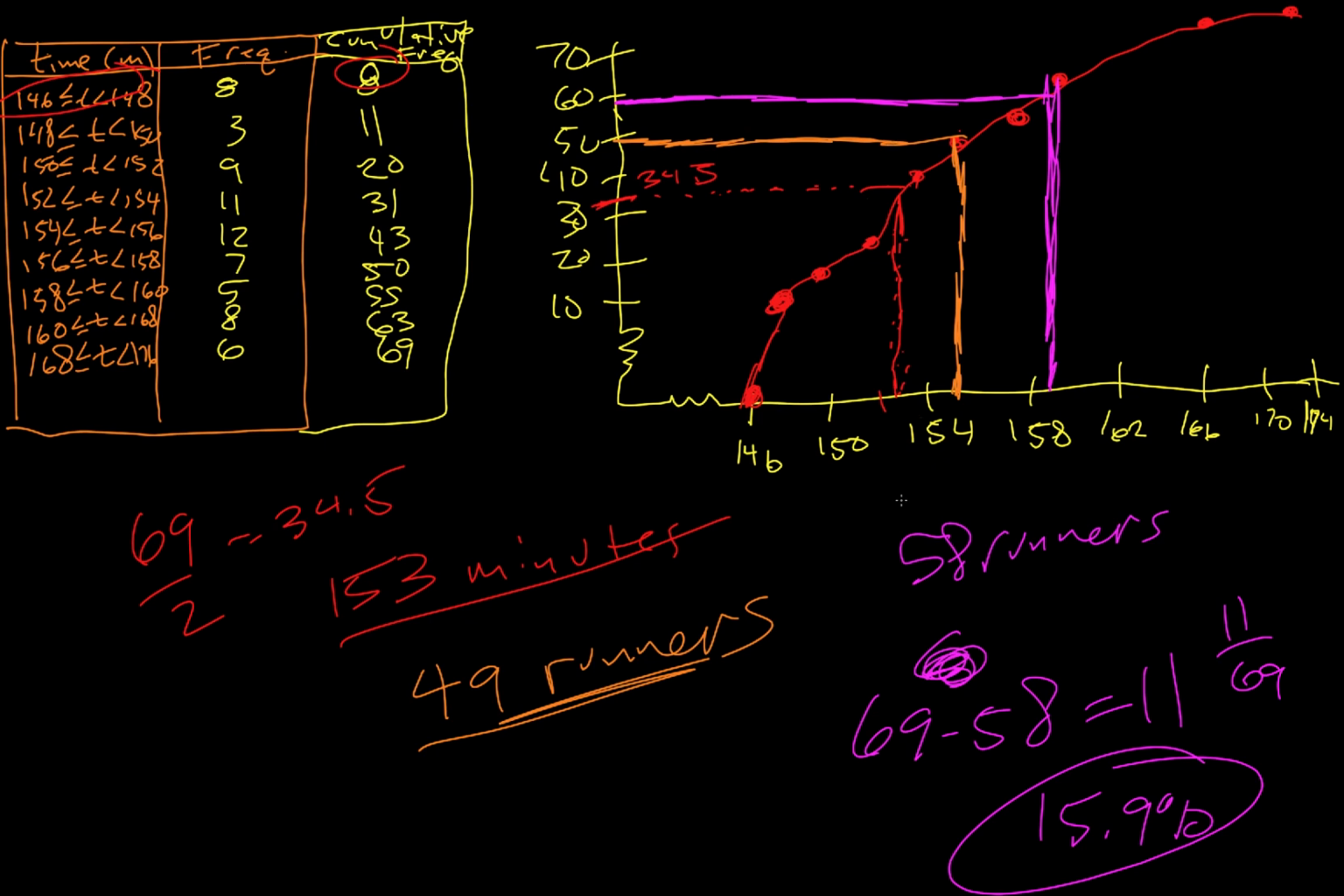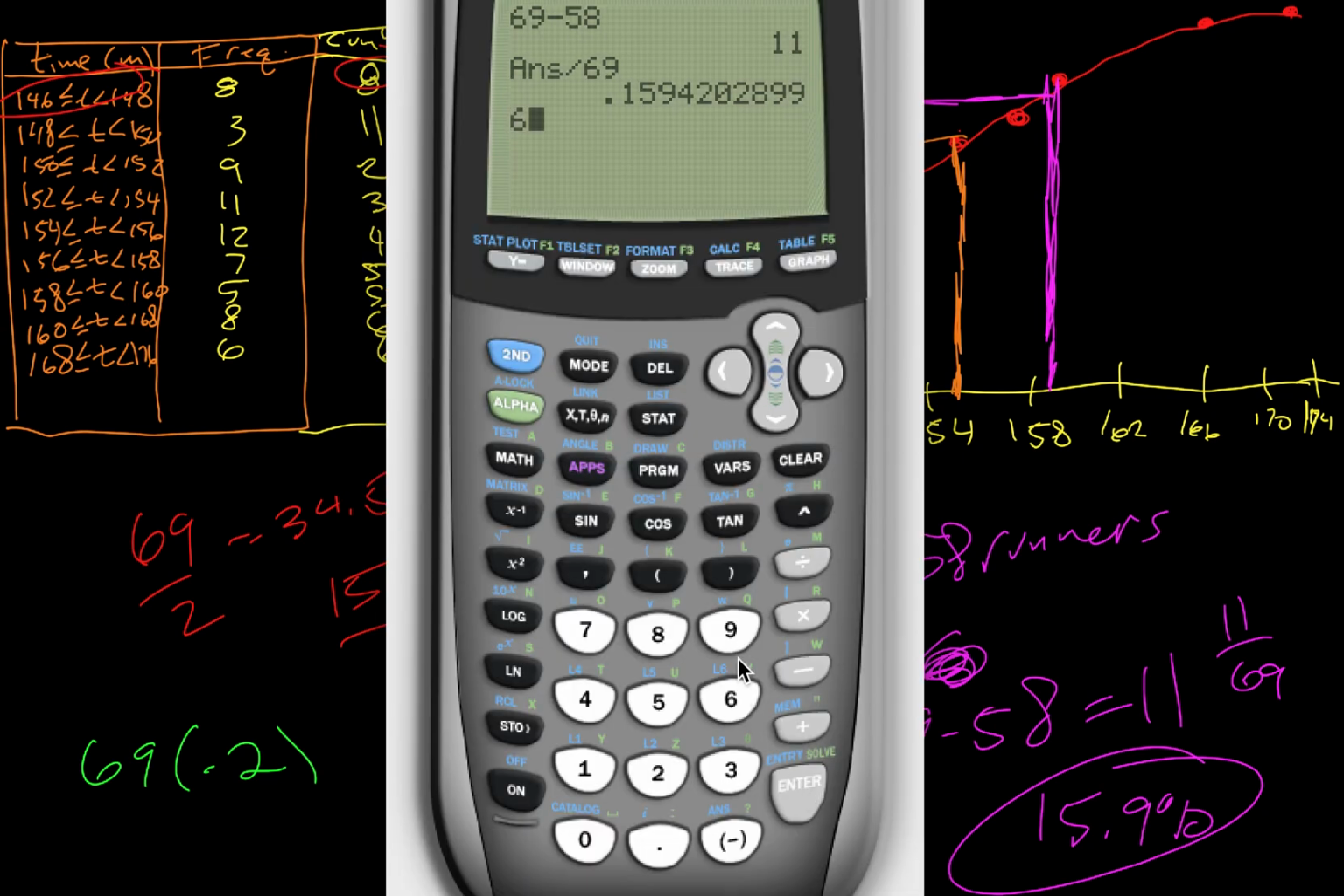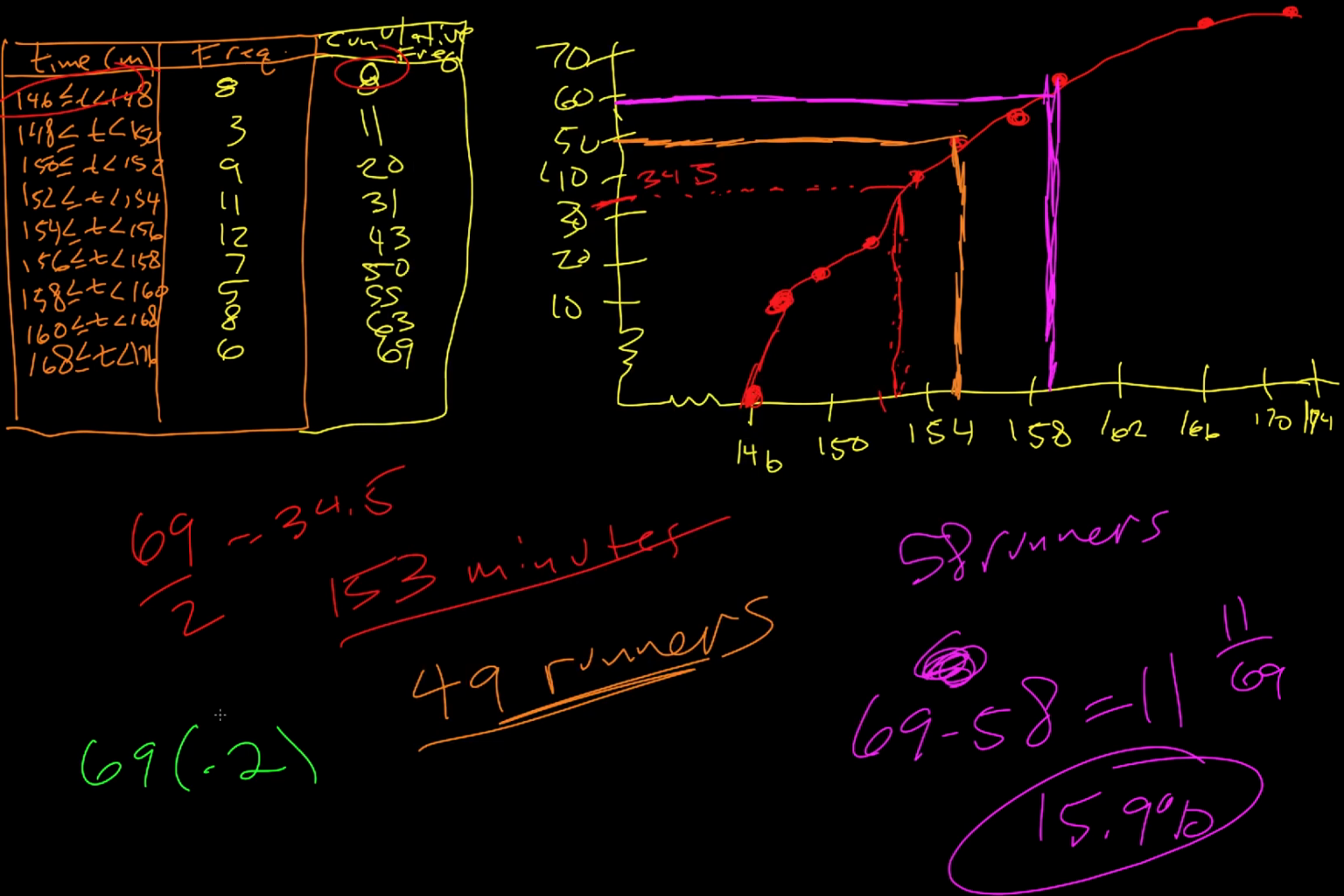Okay, now the last part, we want to use the graph to estimate the time taken by a competitor who finished in the top 20% of runners completing the marathon. So the top 20%, so if we say 69 times 0.2, let's figure that out first. So that's 13.8.